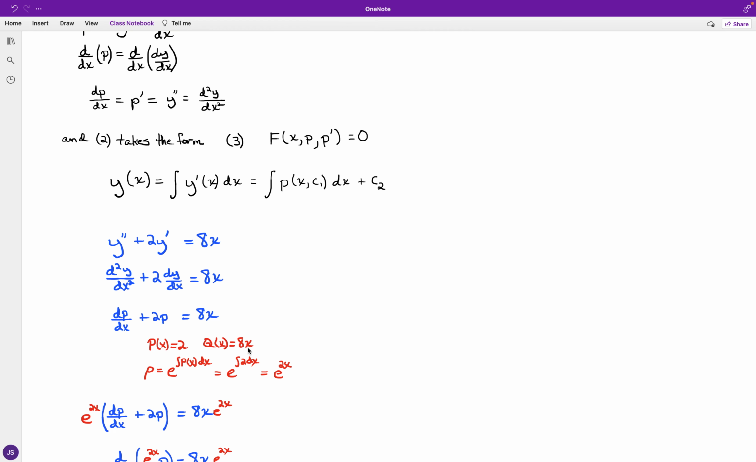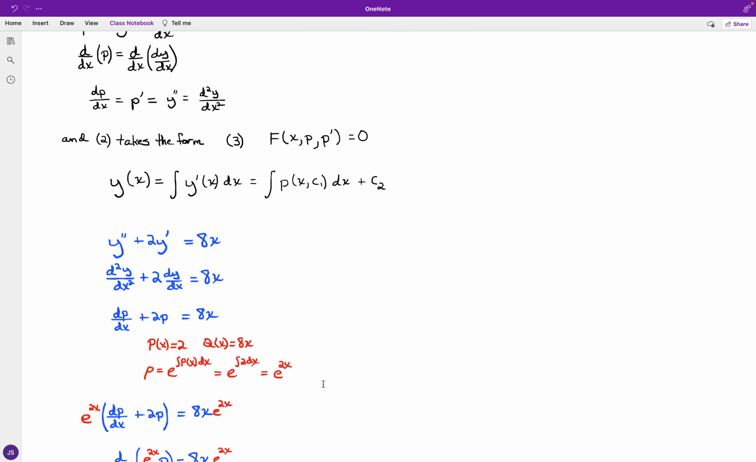And in establishing the integrating factor rho, we have rho equal to e to the integral of P of x dx, and that is equal to e to the integral of 2 dx. And so we end up with our integrating factor at e to the 2x.